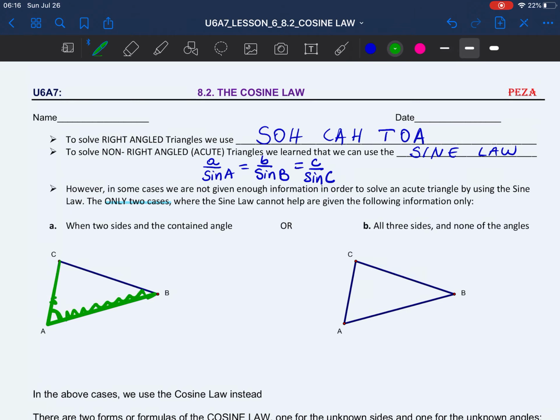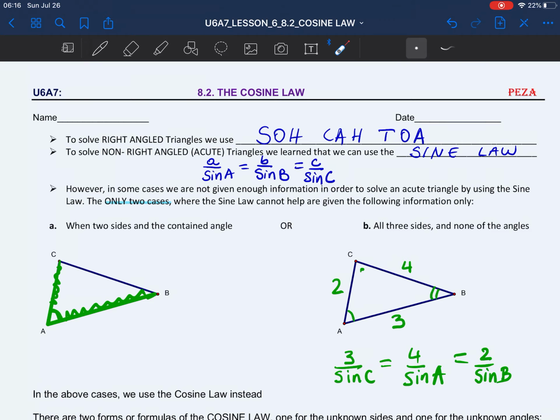And there is another case where we cannot use the sine law. And this is the case when we know all three sides of the triangle. For example, we know that this is 3, and this is 2, and this one here is 4. In this case, if we were to write the sine law, then we would say that 3 over sine of angle C equals 4 over sine of A, and then equals 2 over sine of B. Again, as you see in here, in none of the ratios do we have both values. None of the ratios have both values, which means we cannot use the sine law.